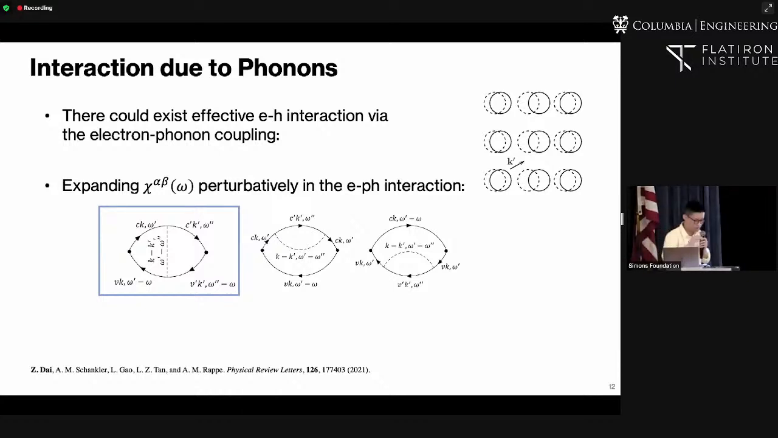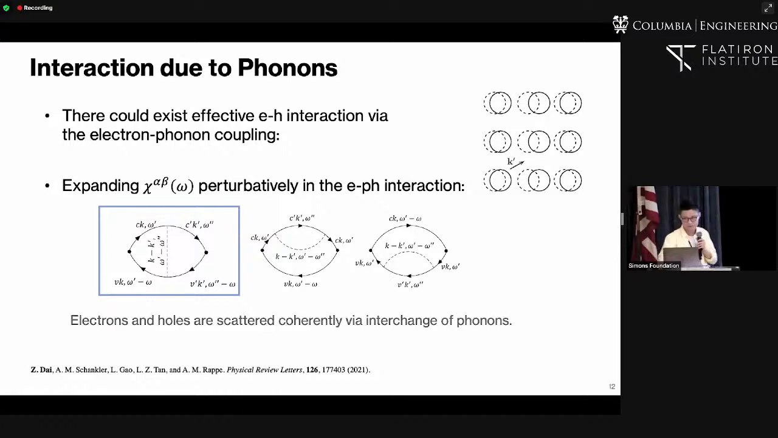You will end up with this diagram, which will give you the asymmetric momentum distribution. And there is a very clear physical meaning of this diagram. This basically means that there exists effective interaction between the electrons and the holes via the exchange of the phonons. So now we apply the Feynman rule for this diagram, and then we can get an expression that we can use for further analysis and for further calculations.